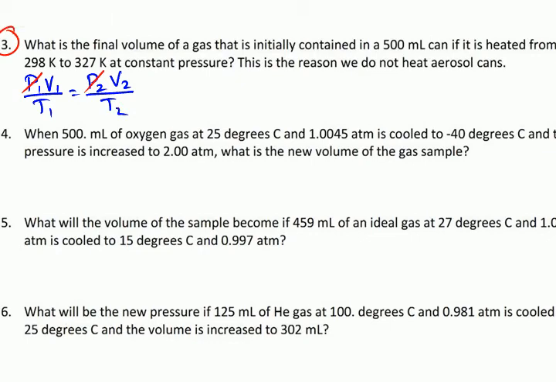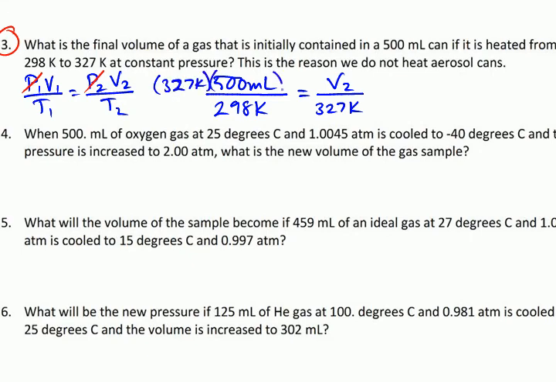All right, so let's see. What is our V1? Initial volume, 500 milliliters, divided by our initial temperature, which is 298 Kelvin. And our V2 is what we want to figure out, our final volume. Our ending temperature, what we heat it to, is 327 Kelvin. Okay, so do a little bit of algebra. Multiply both sides by 327 K in order to get V2 by itself. That's what we want to figure out.